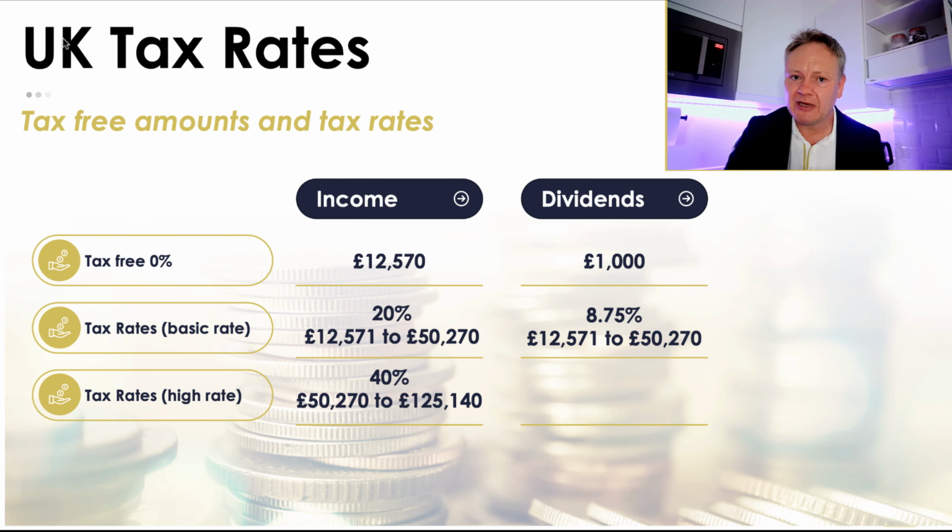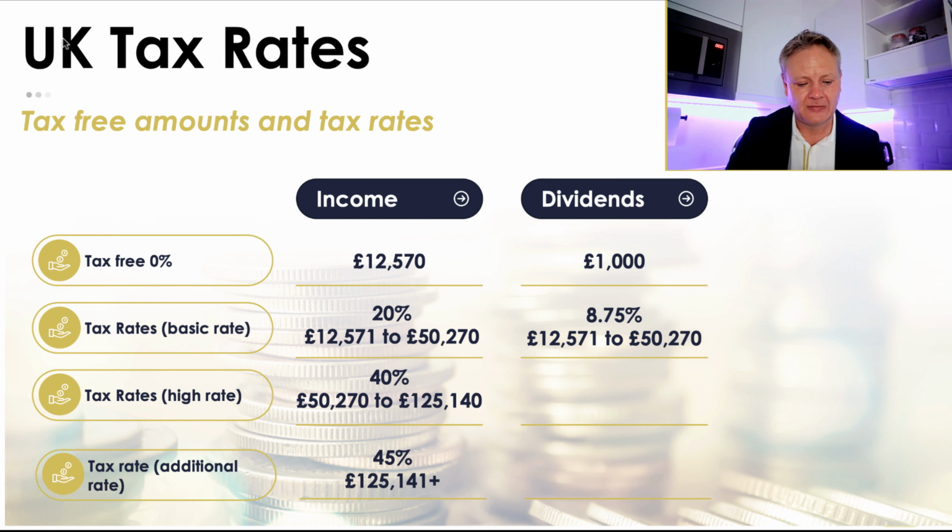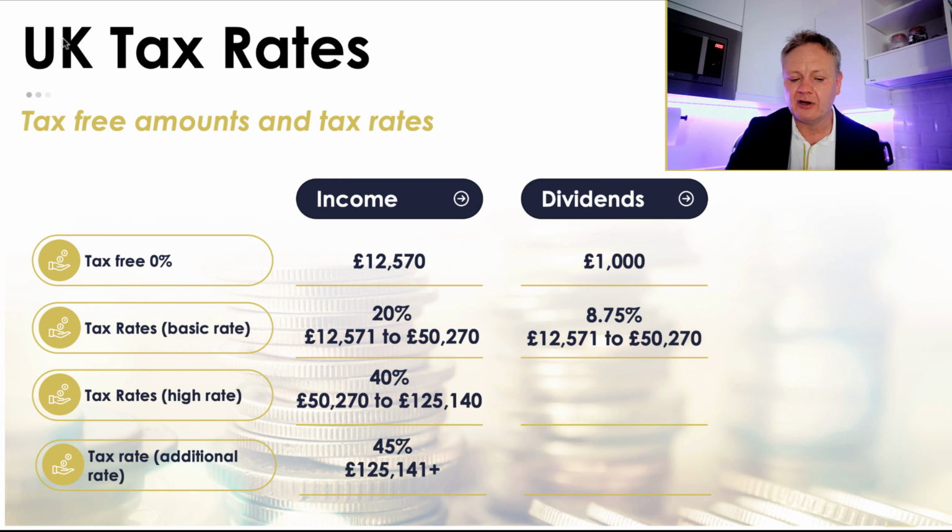You could be moved up as a higher rate taxpayer, someone earning more than 50,270 up to 125,140, and you'll be paying 40% tax. Anyone that earns more than 125,141 will pay 45%, and you'll be known as an additional rate taxpayer.